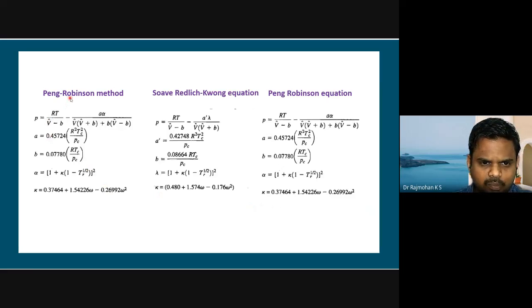Again, in the Peng-Robinson method, you have an expression with constants a and b, and the expressions for a and b are there.